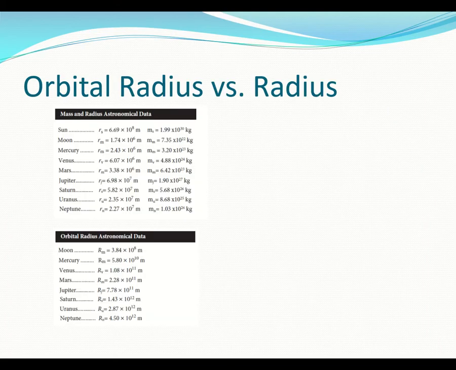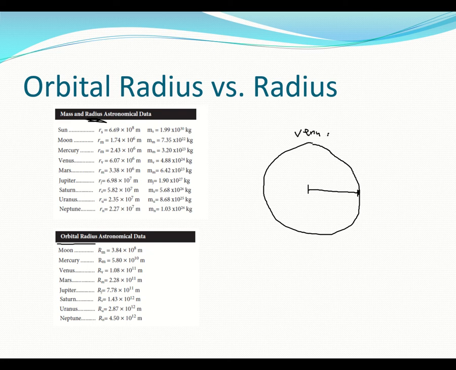So this term in our data booklet, orbital radius and radius. This is radius here, and this is orbital radius. This is on the back of our data booklet as well. So radius is if I have a planet. This is my planet, and this is the radius of the planet. For example, if this was Venus, the radius of Venus is 6.07 times 10 to the 6 meters.